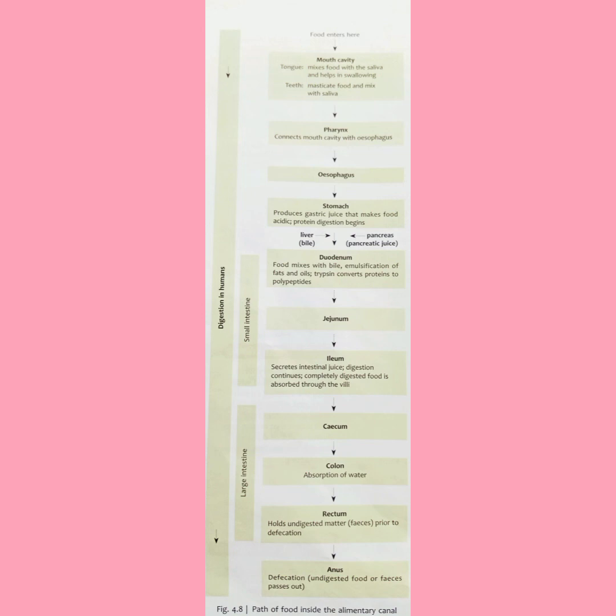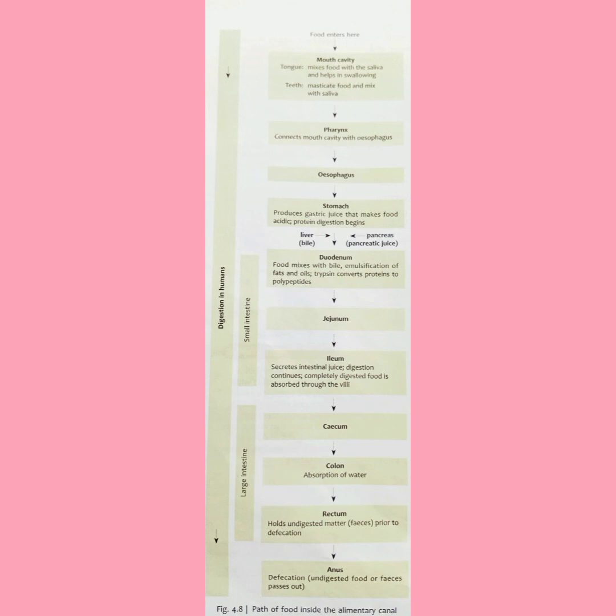Now the ileum secretes some intestinal juice where digestion continues, and absorption takes place into blood capillaries with the help of villi. Now it enters the large intestine. The undigested or remaining food enters the large intestine where reabsorption takes place, and then from the cecum to the colon absorption of water takes place. Then in the rectum the undigested food or feces forms, and from the anus it is excreted out. So this is all about the pathway of how food goes.